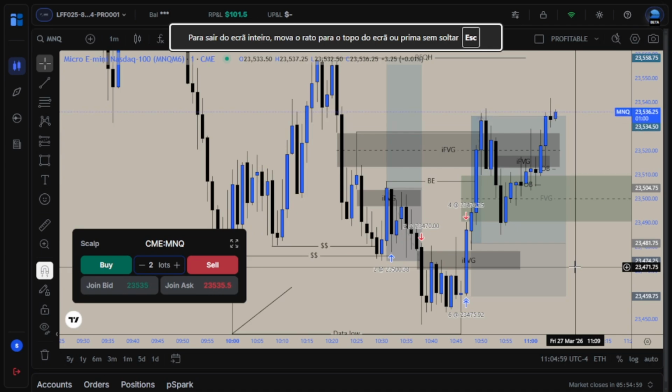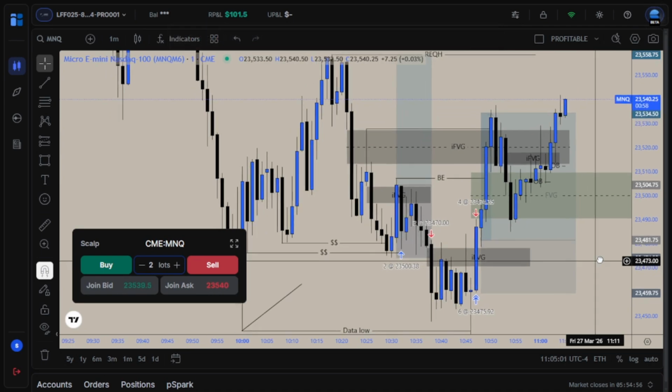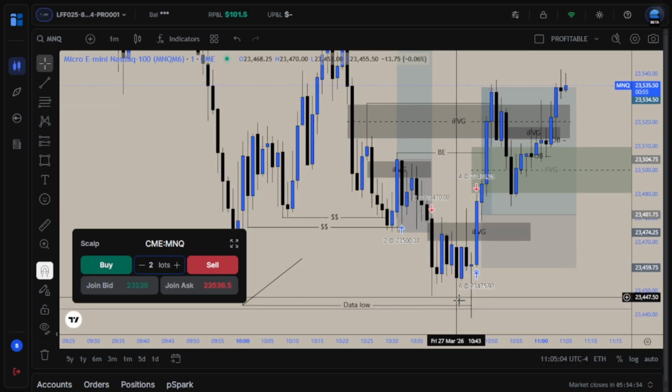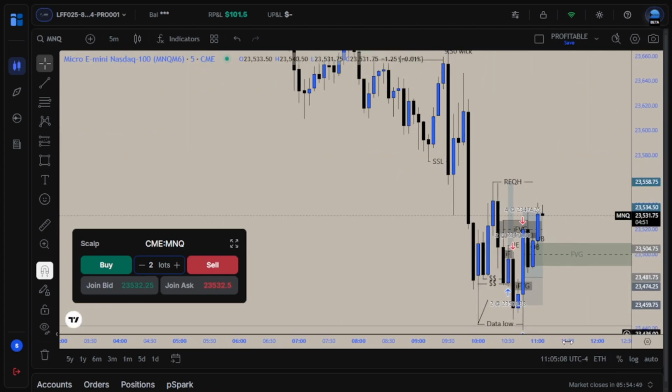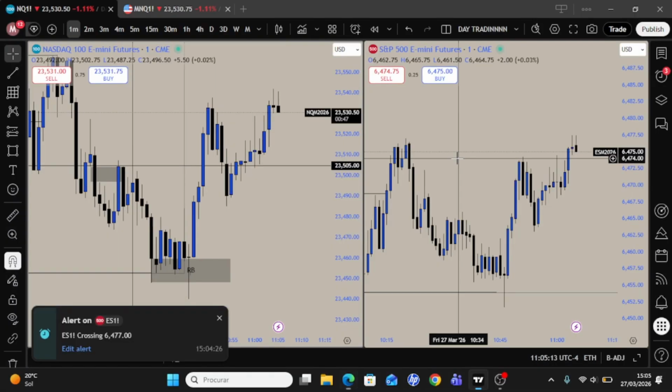Alright, boys, so trade recap. It's time for the trade recap of the day. These were the trades I took, and I'm going to be walking over them. So, let's go to TradingView.